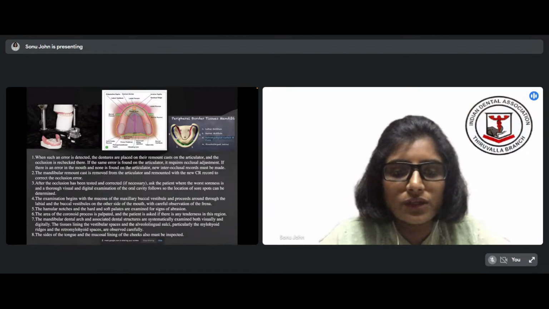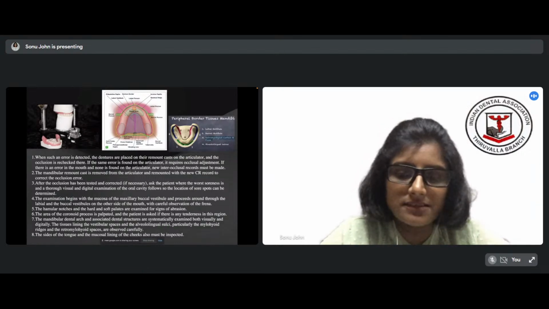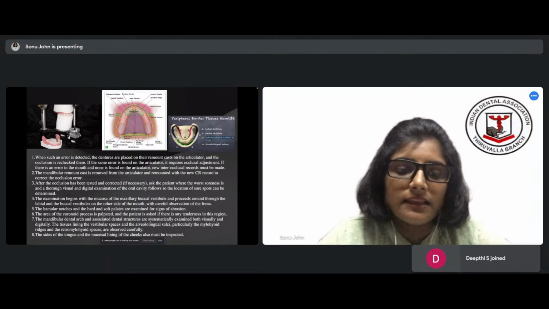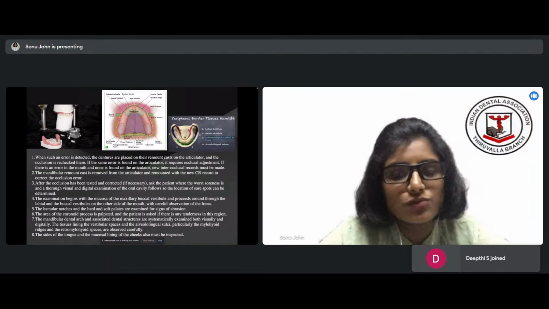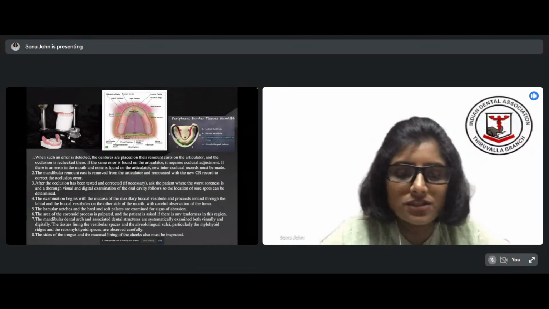Now, the area of the coronoid process is palpated. The patient is asked whether there is any tenderness in this region. The mandibular dental arch and the associated dental structures are also systematically examined both visually and digitally.